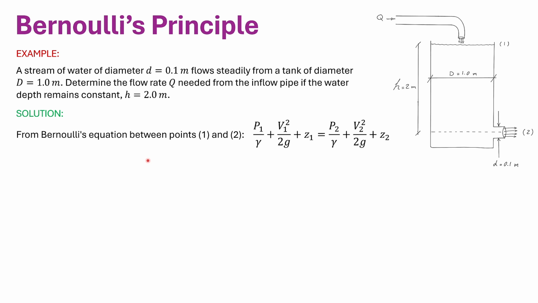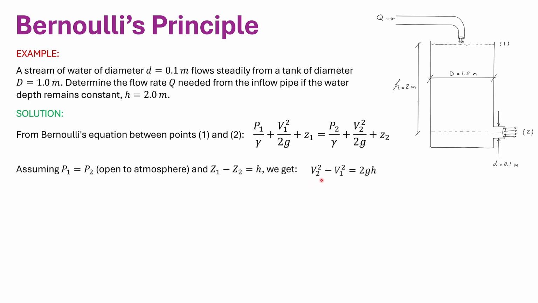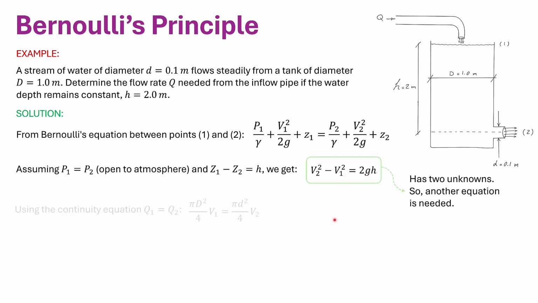So from the Bernoulli's equation between points 1 and 2, we have P1 over gamma plus V1 squared over 2G plus Z1 equals P2 over gamma plus V2 squared over 2G plus Z2. So assuming that P1 equals P2, because both are open to the atmosphere, and Z1 minus Z2 equals H, we get V2 squared minus V1 squared equals 2GH. So as you can see, this equation has two unknowns. So another equation is needed to solve this one.